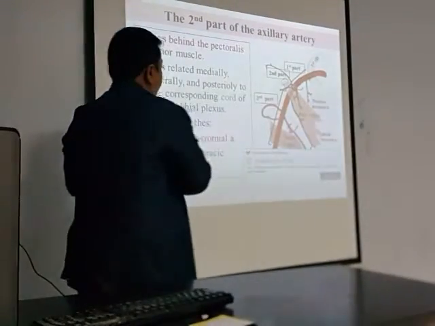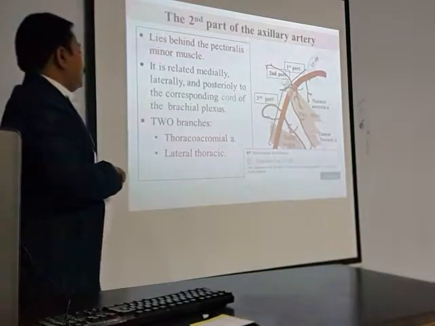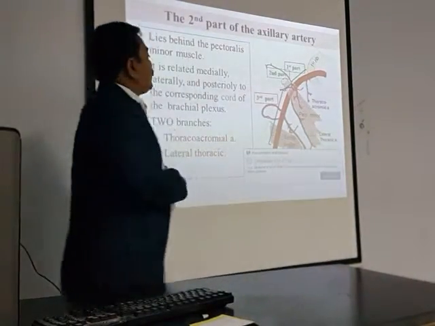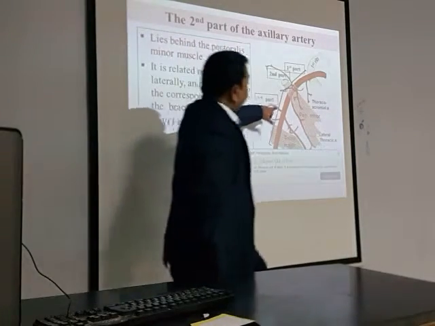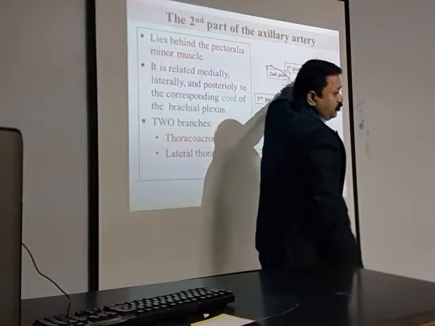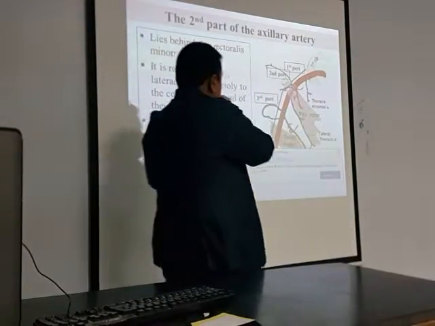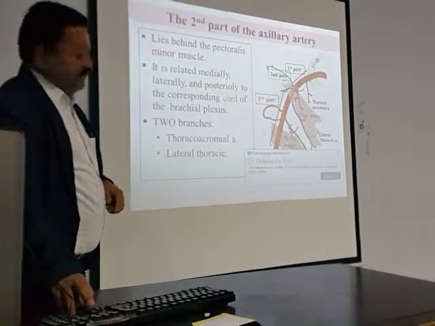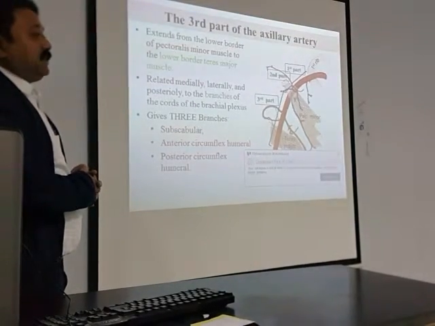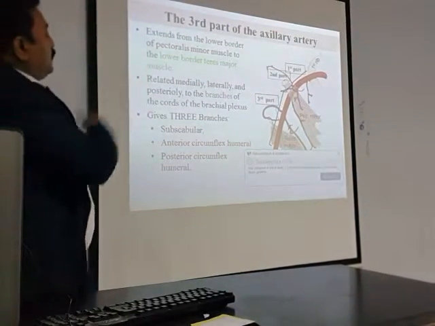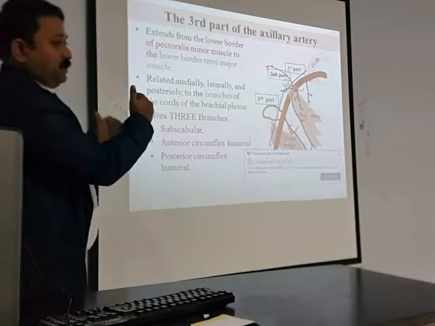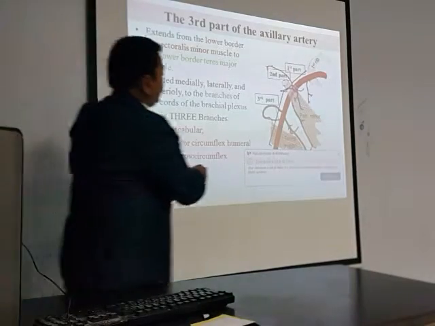And it gives rise to two branches, that is the thoracoacromial artery and the lateral thoracic artery, isn't it? Thoracoacromial and the lateral thoracic artery, two branches. This is over the second part of the axillary artery. And next is the third part of the axillary artery. What is the extent? The lower border of the pectoralis minor to the lower border of the teres major muscle.